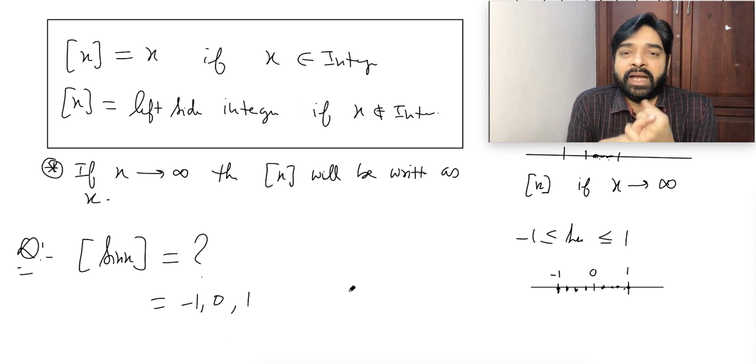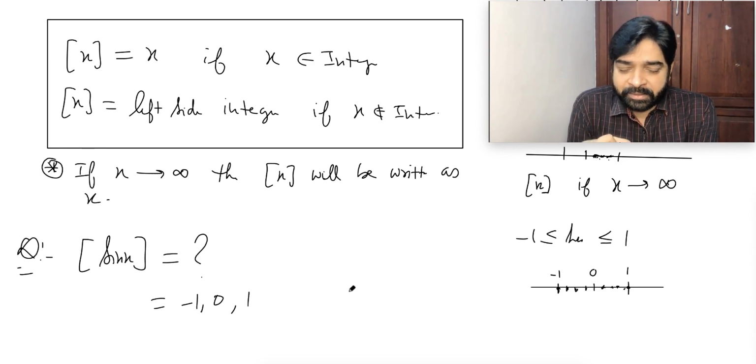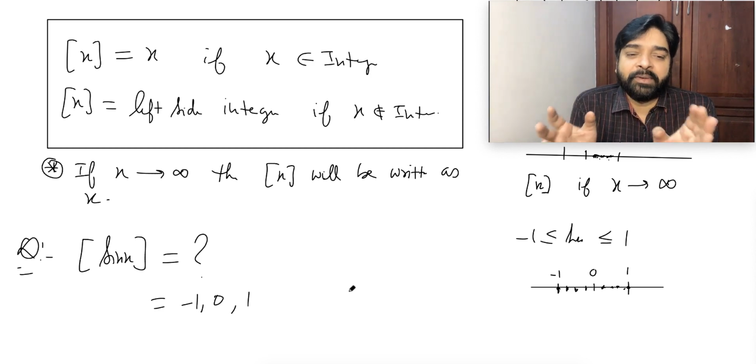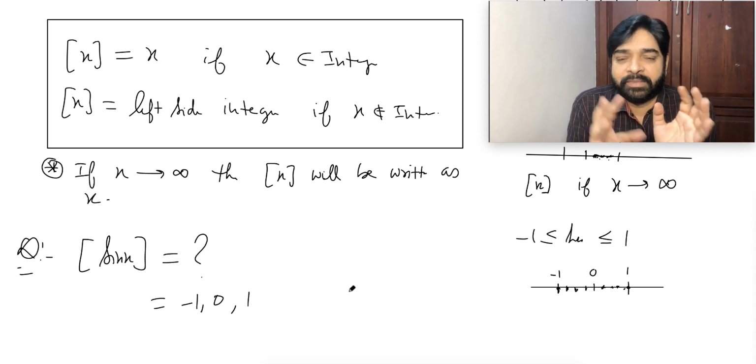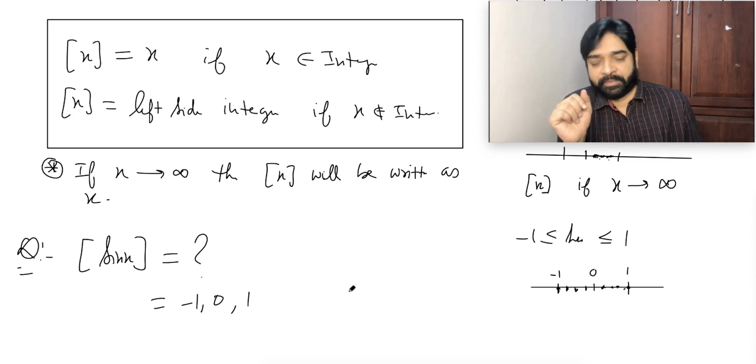Alright, did you understand? Greatest integer sin x means sin x lies between -1 and 1, so greatest integer sin x can be -1 or 0 or 1. Three possibilities can happen.